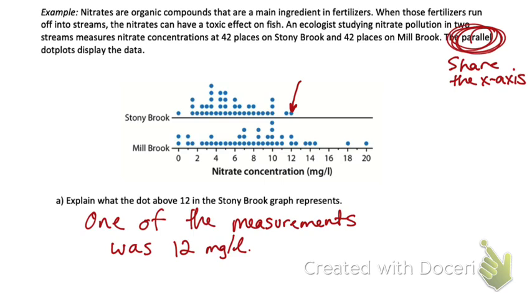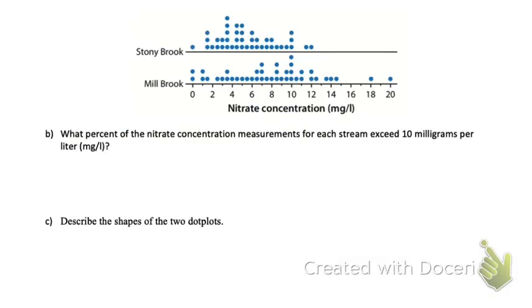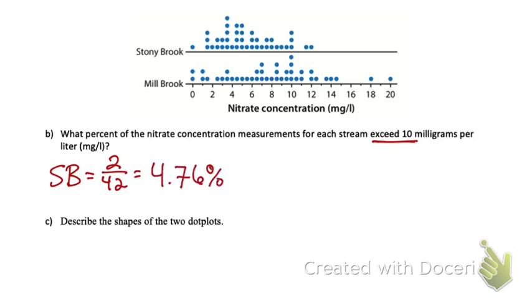All right, next question. It says, what percent of the nitrate concentration measurements for each stream exceed 10 milligrams per liter? So let's talk about Stony Brook. How many of the measurements were greater than 10? 2. 2 out of 42. Do you guys know what that is as a percent? 4.76. Look at that. You guys all did that in your head, right? I love it.